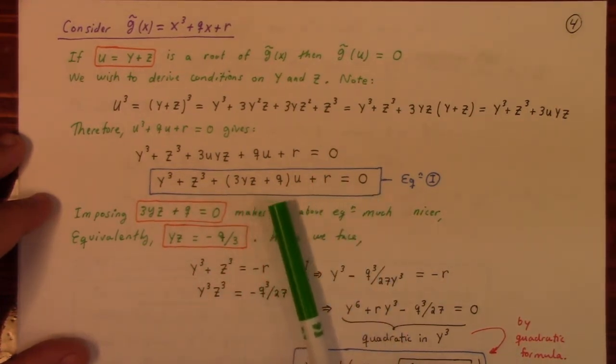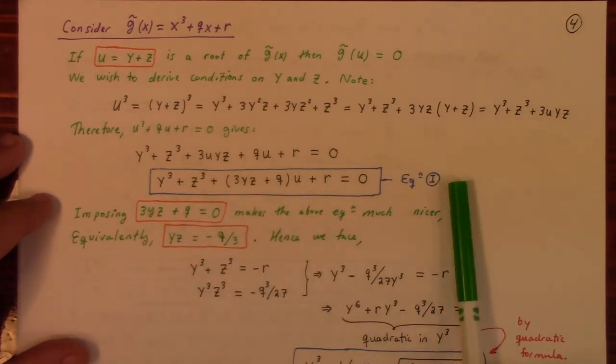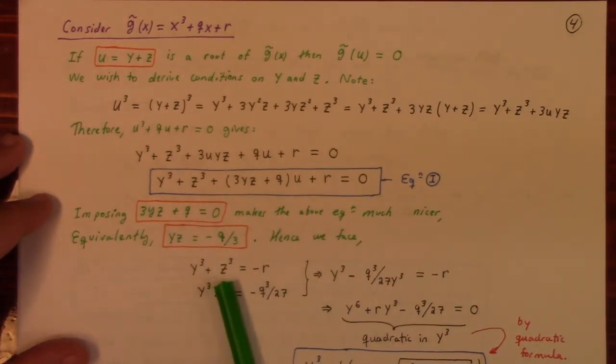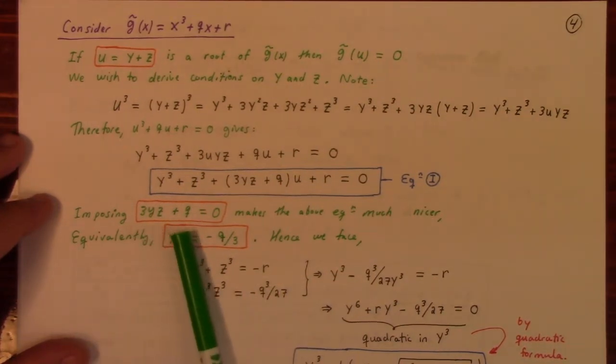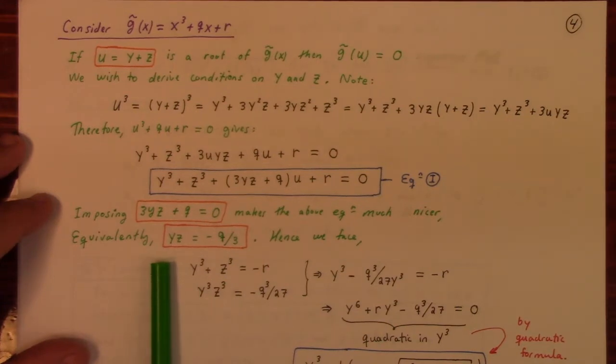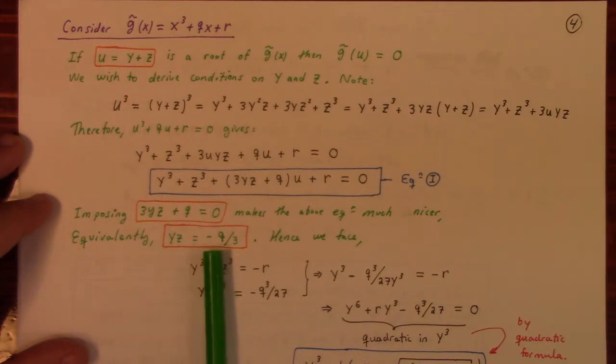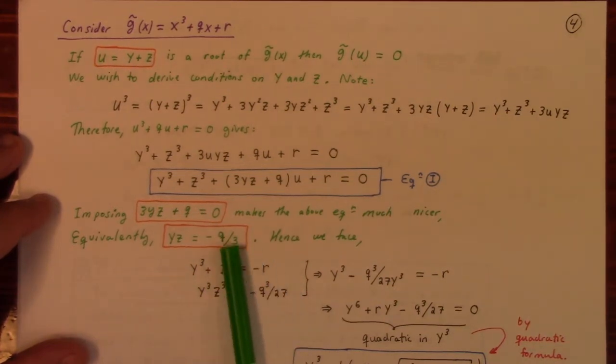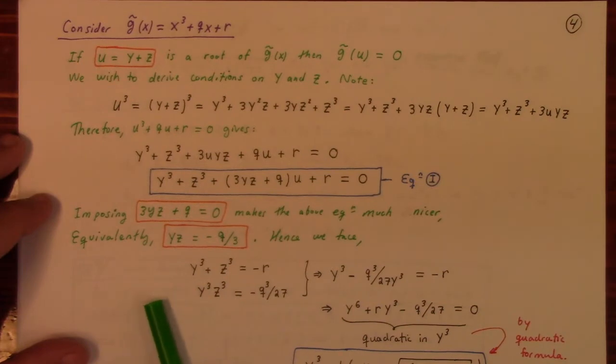So if we make 3yz plus q equal to 0, then equation 1 just becomes y cubed plus z cubed equals minus r. And if we have 3yz plus q equal to 0, that's the same as saying yz is equal to minus q over 3. Which then, if I want to turn that into a cubic equation, I cube this, and that gives me y cubed z cubed equals minus q cubed over 27. This is nice because I've got everything in terms of y cubed and z cubed.